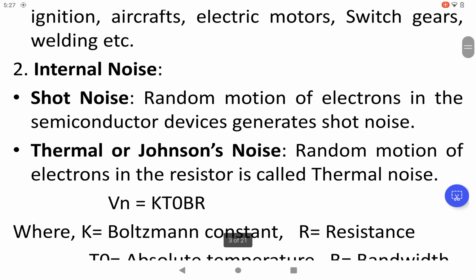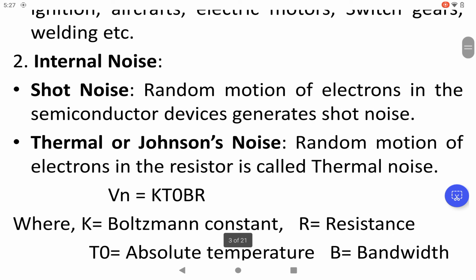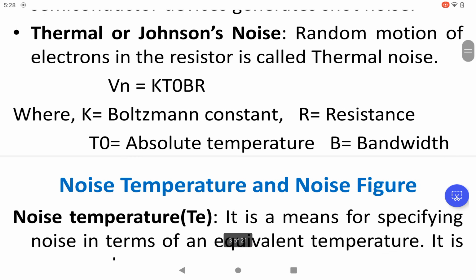The internal noise is classified as shot noise and thermal noise. Shot noise is defined as the random motion of electrons in a semiconductor device that generates the shot noise. And thermal noise is also known as Johnson noise. It is the random motion of electrons in a resistor that is called thermal noise. It is generally expressed as Vn equal to root of 4 K T0 B R, where K is the Boltzmann constant, R is the resistance, T0 is the absolute temperature, and B is the bandwidth.